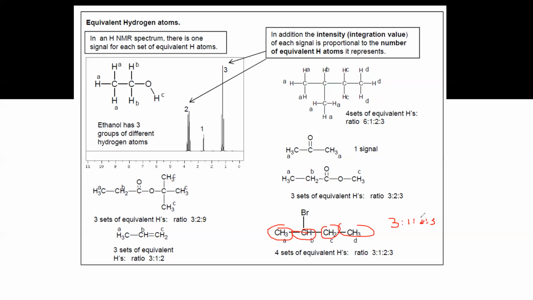So the first thing is identifying the number of hydrogen environments, and the second thing is using the number of hydrogen in each environment, we can identify the area of the peak. This is in low resolution NMR.